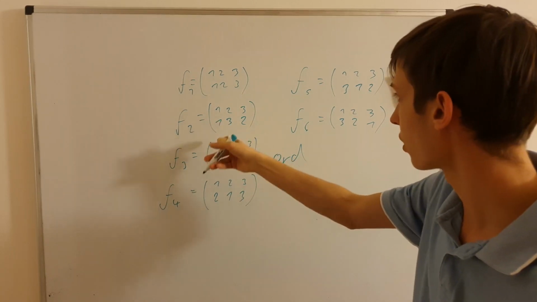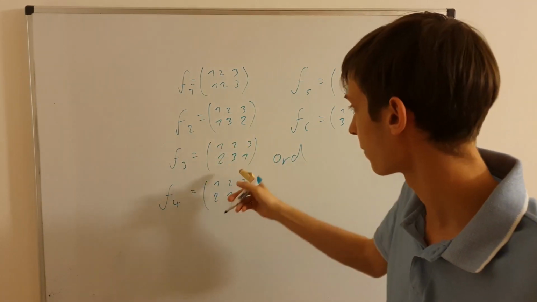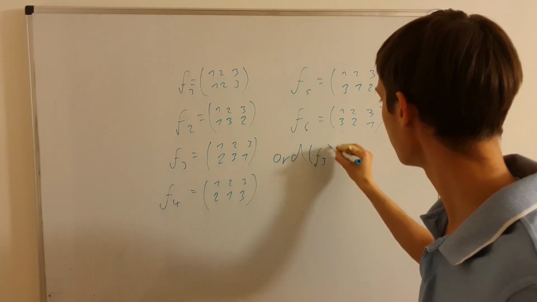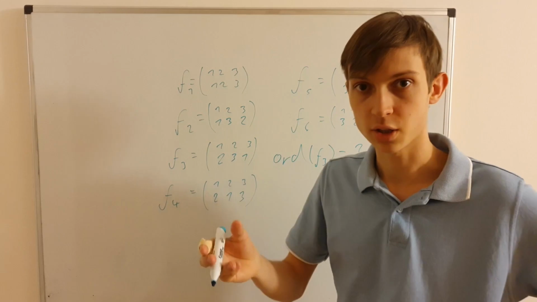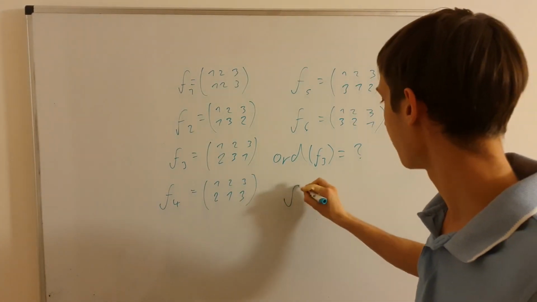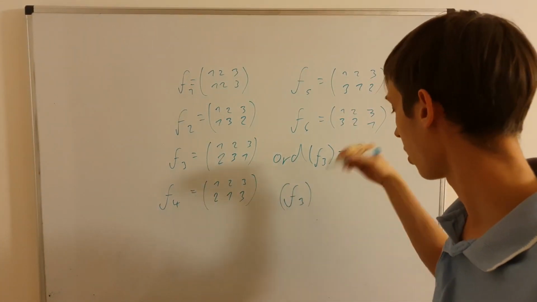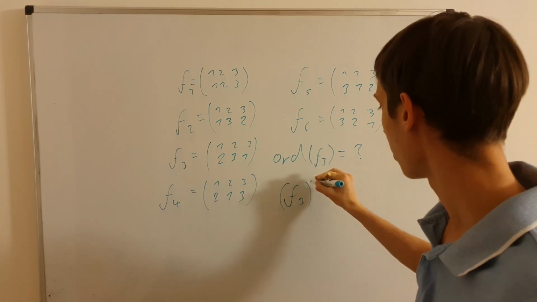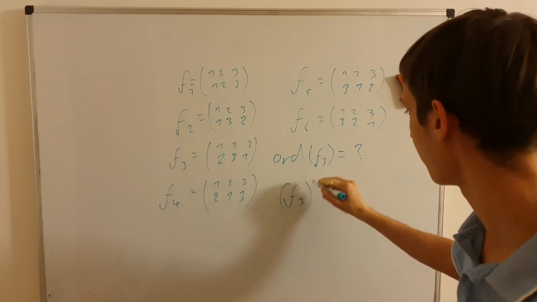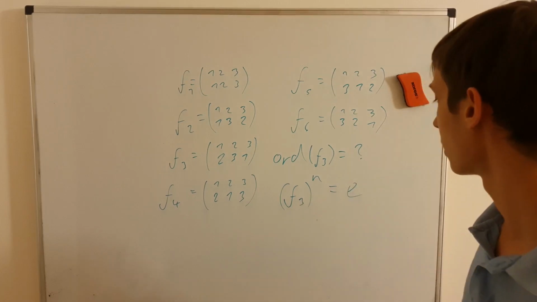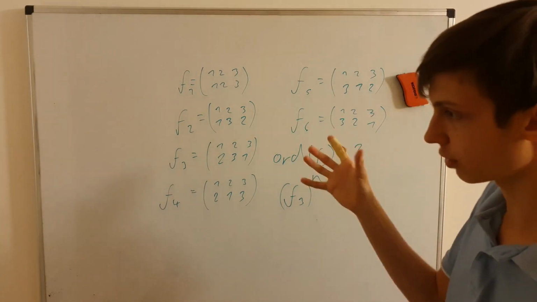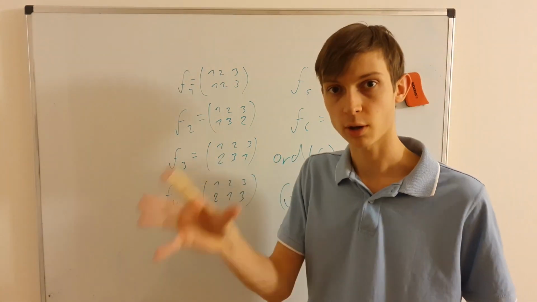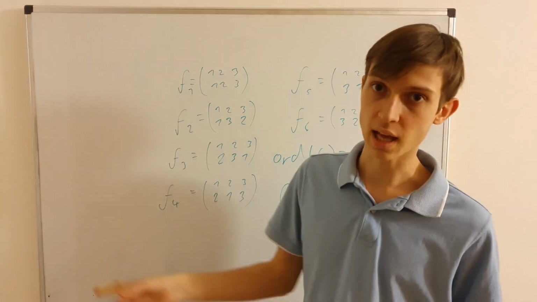So for example, for f3, what will the order of f3 be? It should be the smallest positive integer n such that f3 in operation with itself n times, or in the common notation f3 to the n, will equal the identity element. And for this group, first of all, one has to realize what kind of group it is, and therefore what kind of identity element it will have.